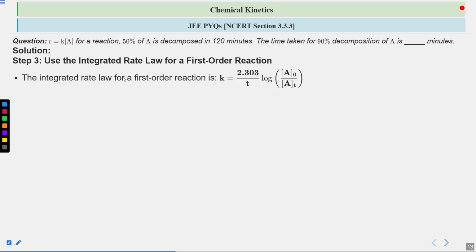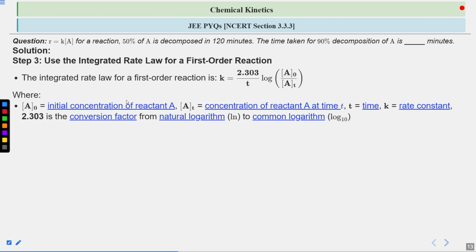The integrated rate law for a first order reaction is K, the rate constant, equals 2.303 by time, times log of A naught by AT. A naught represents the concentration present at T equals 0, that is, initial, and AT represents the concentration at some time. So A naught is the initial concentration of A, AT is the concentration of the reactant A at time T, T is time, K is the rate constant. 2.303 here is the conversion factor from natural logarithm ln to common logarithm, that is log 10.